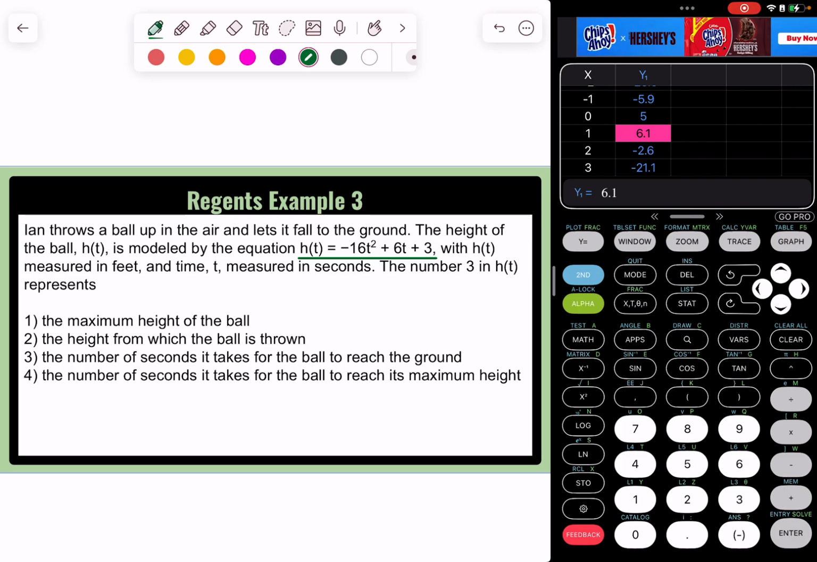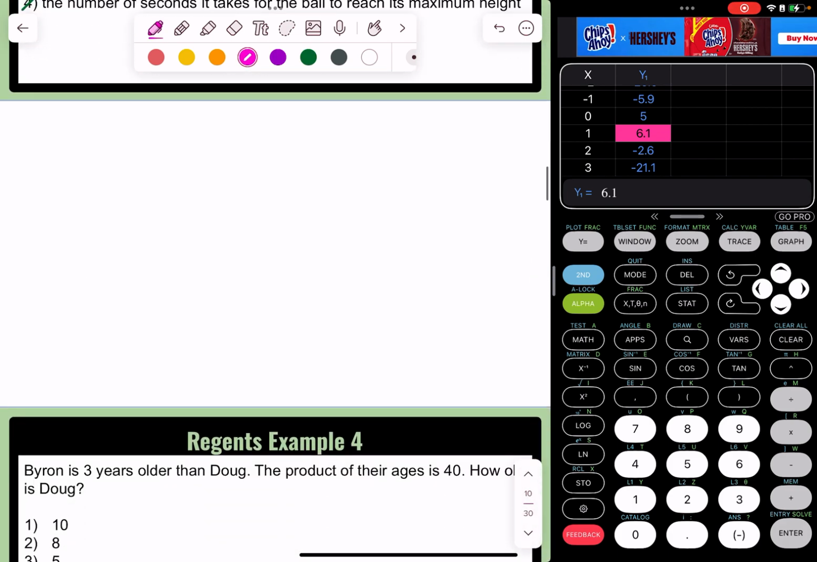The number 3 represents, well, hopefully you're realizing this number by itself talks about the starting height. So it's not going to be the maximum height. The height from which the ball is thrown, that makes sense. The number of seconds, no, the 3 has nothing to do with the seconds, because seconds would have to be something with the t, the time. So 2 sounds great. The 3 is the initial height, the height at which the ball is thrown, the starting height. That's why the number is by itself. All right, let's look at the next one.